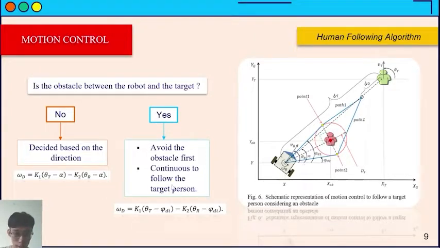It means if it has the obstacle, it will follow the blue line here or here, and it will choose the blue line here because it's close to the target person.